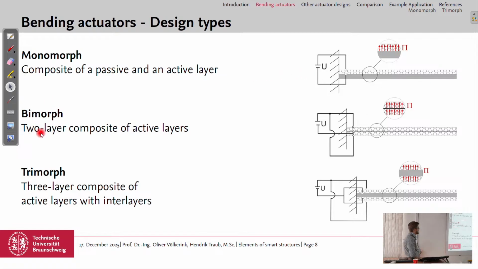Next configuration is the bimorph. It's a two-layer composite of active layers, so we don't have a structural or carrier layer. We just have two layers of functional materials on top of each other. And if we then extend in this direction and contract in this direction, we can also have high bending. And the trimorph is a three-layer composite of two active layers with a structural layer in between.